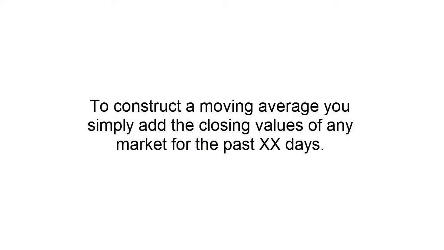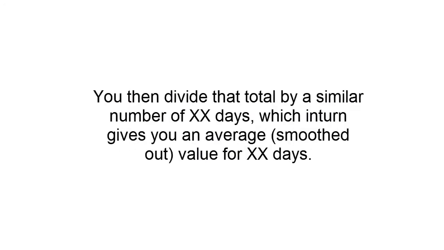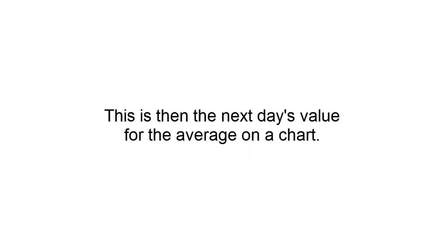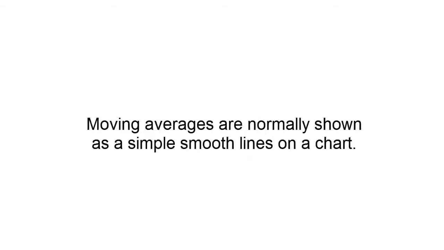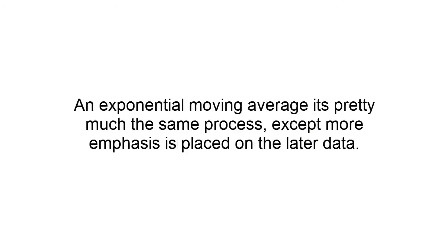To construct a moving average, you simply add the closing values of any market for the past XX days. You then divide that total by a similar number of XX days, which in turn gives you an average smoothed out value for the XX days. This is then the next day's value for the average on a chart. Moving averages are normally shown as simple, smooth lines on a chart. An exponential moving average is pretty much the same process, except more emphasis is placed on the latter data.